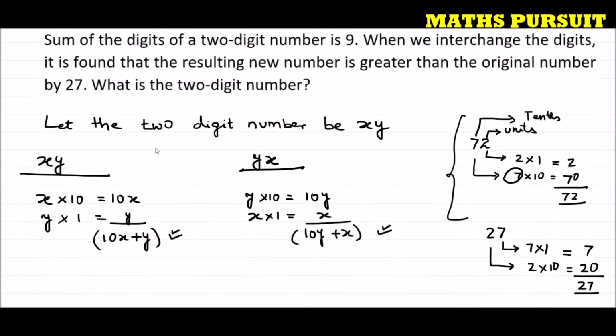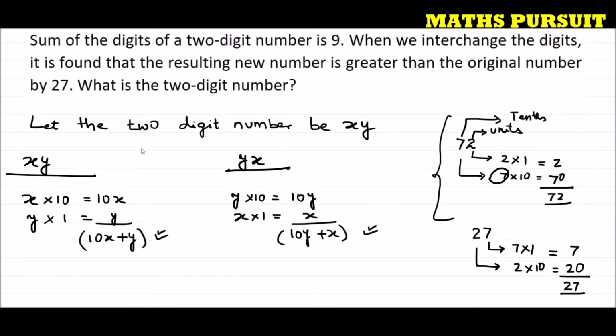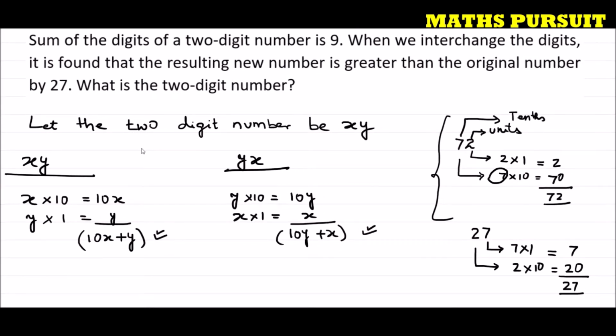Now, let us look into the question once more. We need to look into the question again and again till we solve it, because each part of the question is required to be understood in order to answer this type of question. So the question is telling us the sum of the digits of a two-digit number is 9.